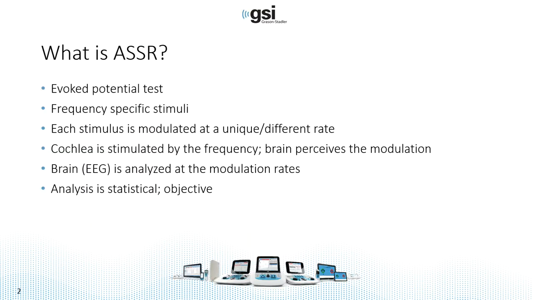ASSR is an evoked potential test that uses frequency-specific test stimuli. Each stimulus is modulated at a unique or different rate. The cochlea is stimulated by the frequency, or hears the frequency. The brain perceives the modulation. The brain, or the EEG, is analyzed around the modulation rates, and the analysis is statistical. So the software has a built-in algorithm that determines the probability that a response is present.